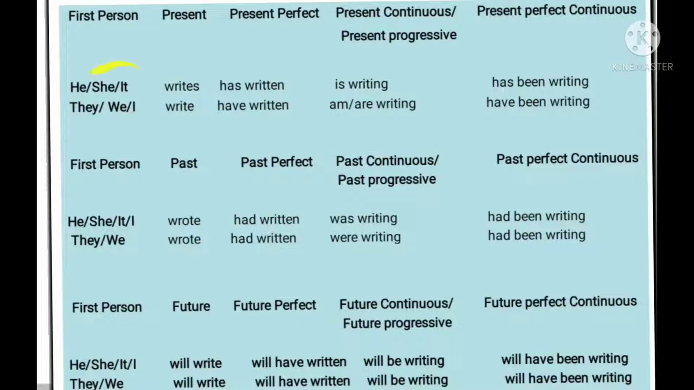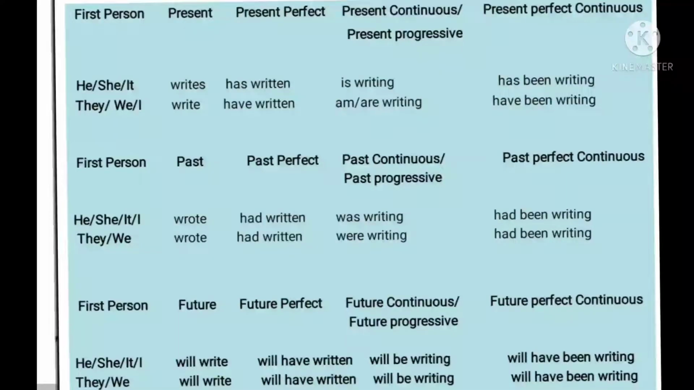So when you say the first person, he, she, it, they, we, I, all of them become the first person. When you say writes, that is present tense. Has written is present perfect. Is writing is present continuous because of the ing. Present perfect continuous is has been writing. Same thing with they. They write, they have written, they are writing, they have been writing.